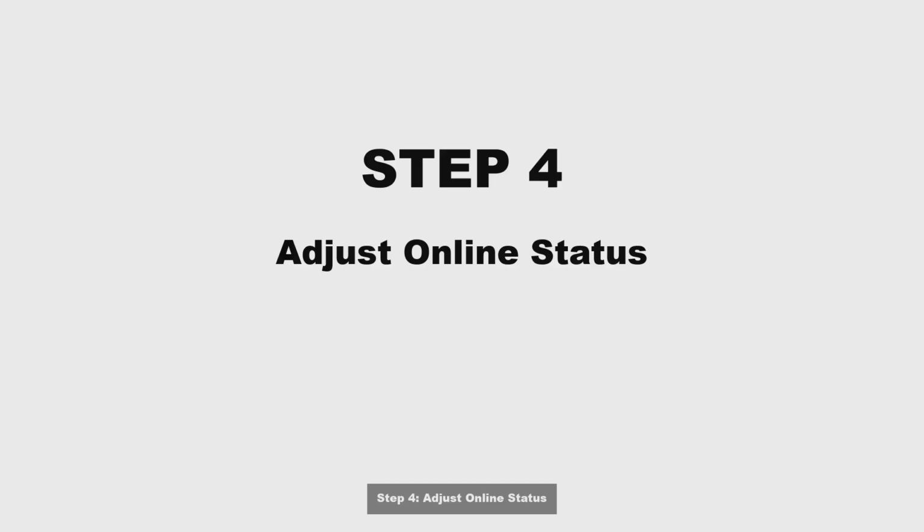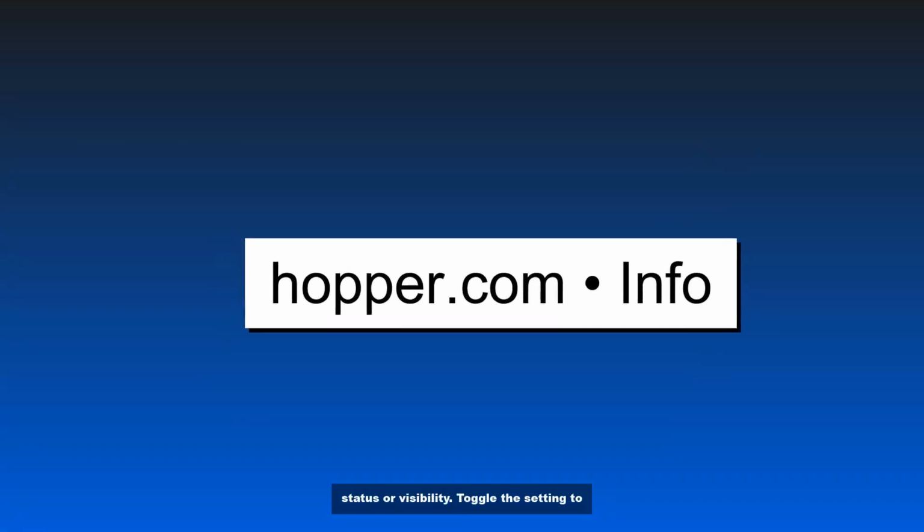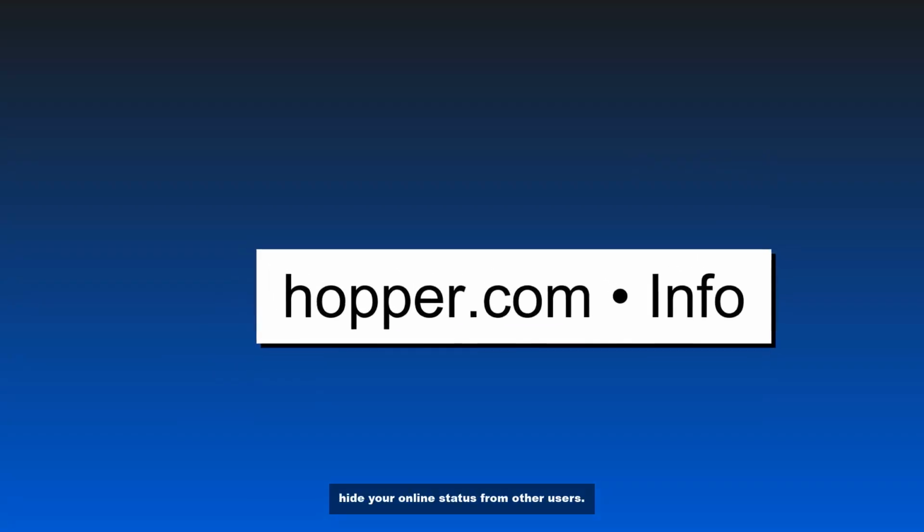Step 4. Adjust online status. Look for an option that mentions online status or visibility. Toggle the setting to hide your online status from other users.